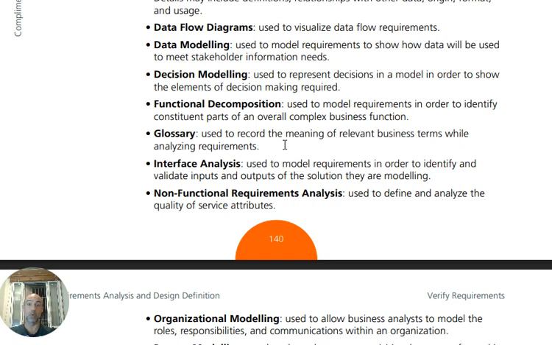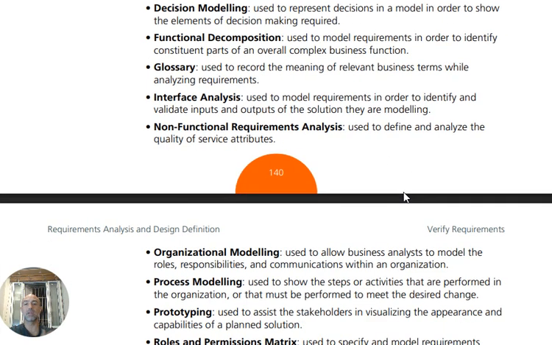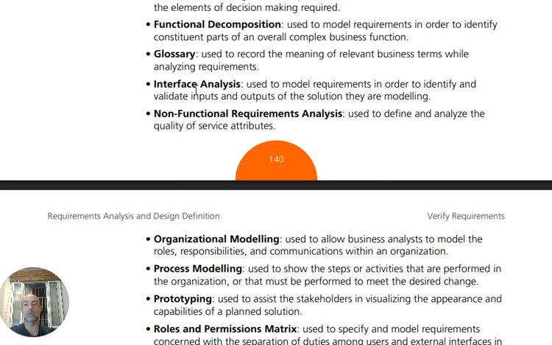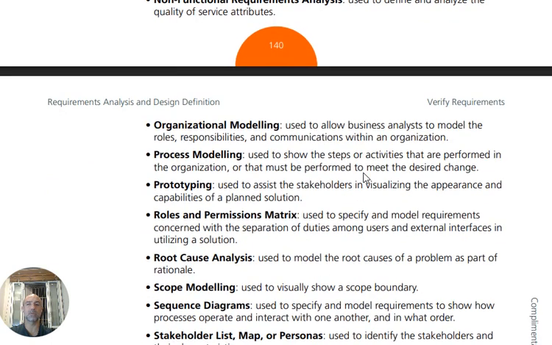Used to record the meaning of relevant business terms while analyzing requirements. Interface analysis, it's basically an outline. No, glossary is the end of it. It's basically this word represents this, so people don't get confused. Interface analysis, used to model requirements in order to identify and validate inputs and outputs of the solution they are modeling. And non-functional requirements analysis, used to find and analyze the quality of service attributes.